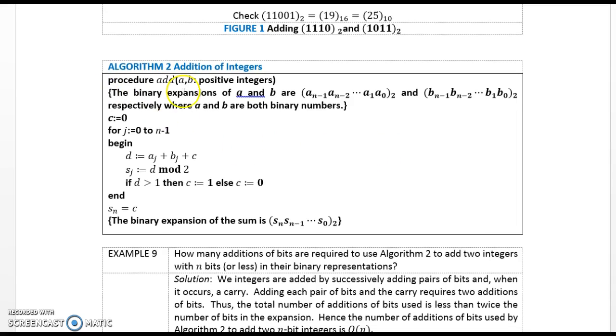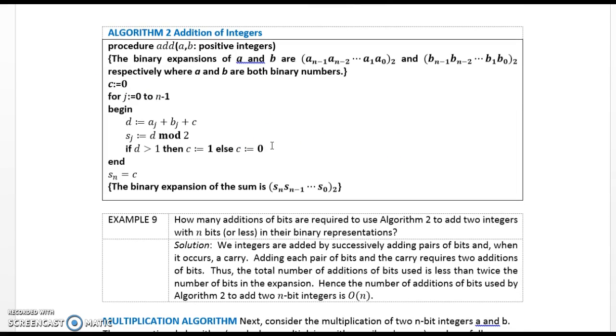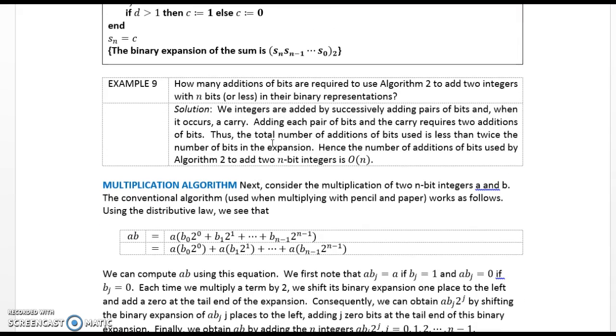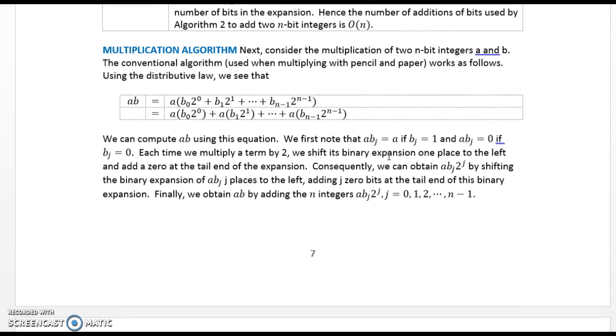So we've written here an algorithm for addition of integers, and you can inspect it at your leisure. And the conclusion of example 9 is this is an O of n algorithm. It has time complexity O of n. That means it has linear time complexity.